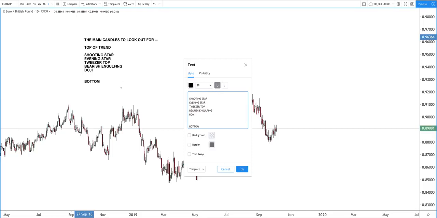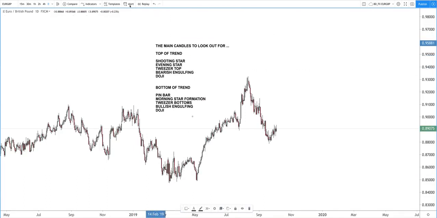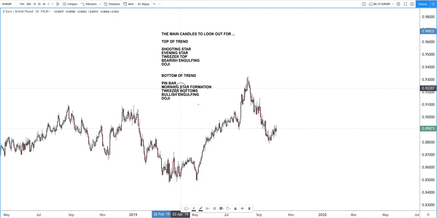At the bottom of a trend, what we often see, the opposite to a shooting star, is a pin bar, a morning star formation, tweezer bottoms, bullish engulfing, and then again dojis. These are the main ones that really you need to look out for. So you can screenshot that, write that down. These are the ones that we look out for the most. They're very, very powerful, very, very strong, and we see them time and time again.